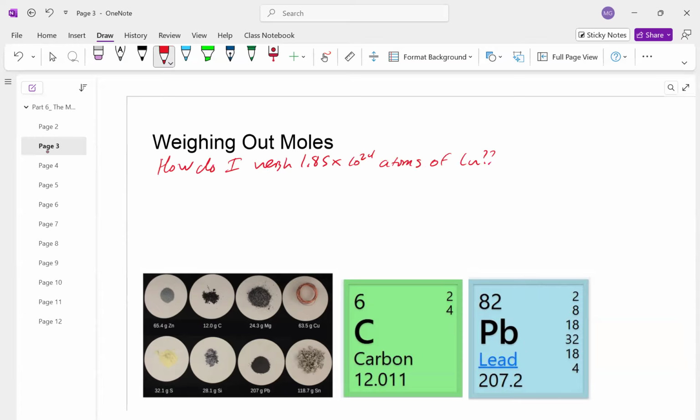I mean, that's virtually impossible if I try to do that individually. Like I can't pick an atom of copper up and put it on the balance. That's impossible to do individually. But if I were to convert that into moles, that's a much more manageable number.